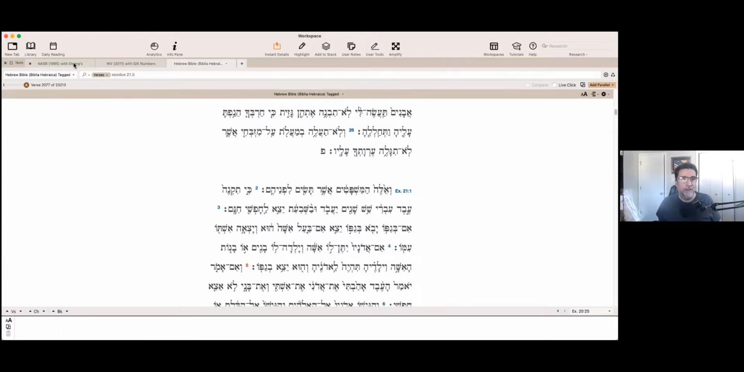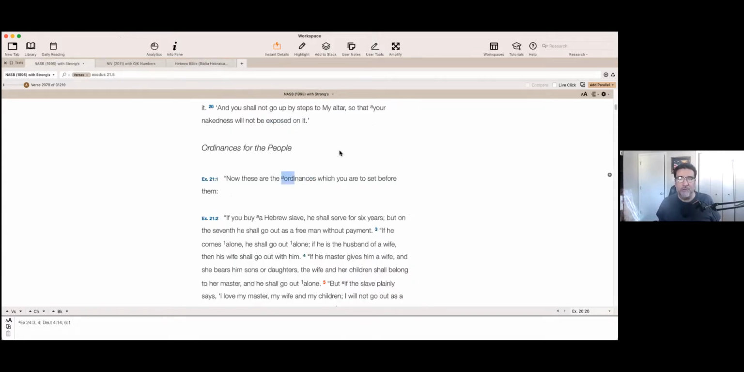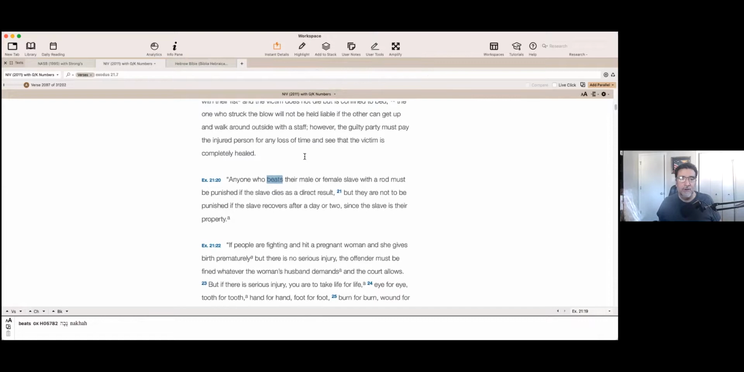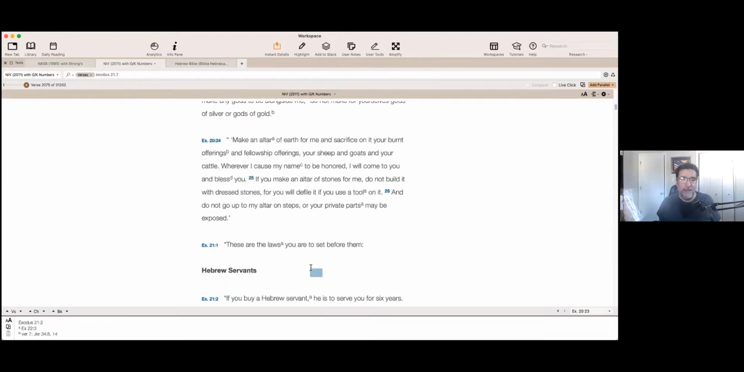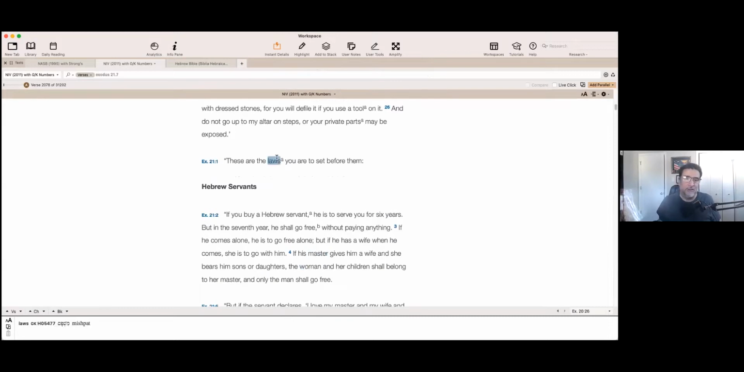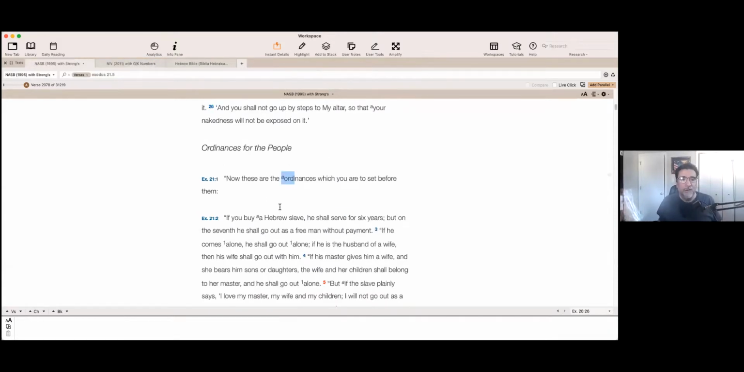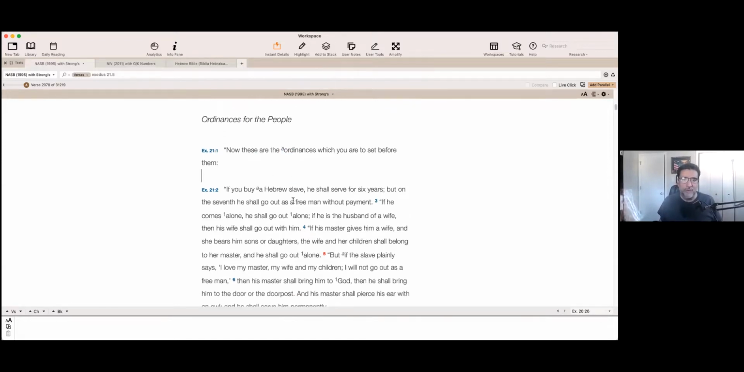And when you look at it in English, it's variously translated as ordinances, or in the case of the NASB, and the NIV translates it as laws, but I don't like laws, it's just too broad. It's more like rules or ordinances or regulations. Okay, so now these are the ordinances which you are to set before them.